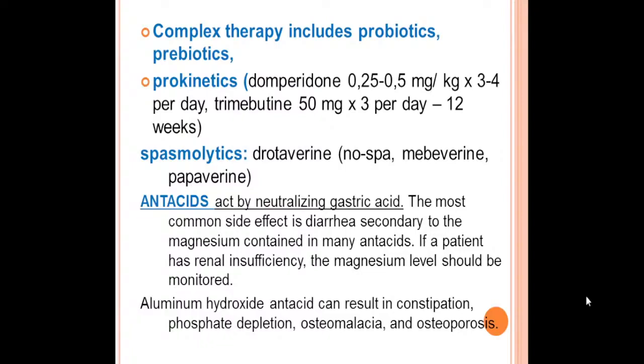Any antacid drugs may be used for neutralizing gastric acid. The most common side effect is diarrhea secondary to the magnesium contained in many antacids. If a patient has renal insufficiency, the magnesium levels should be monitored. Aluminium hydroxide antacid can result in constipation, phosphate depletion, osteomalacia, and osteoporosis. And with these drugs, if omeprazole is present, these supplements may not be recommended.